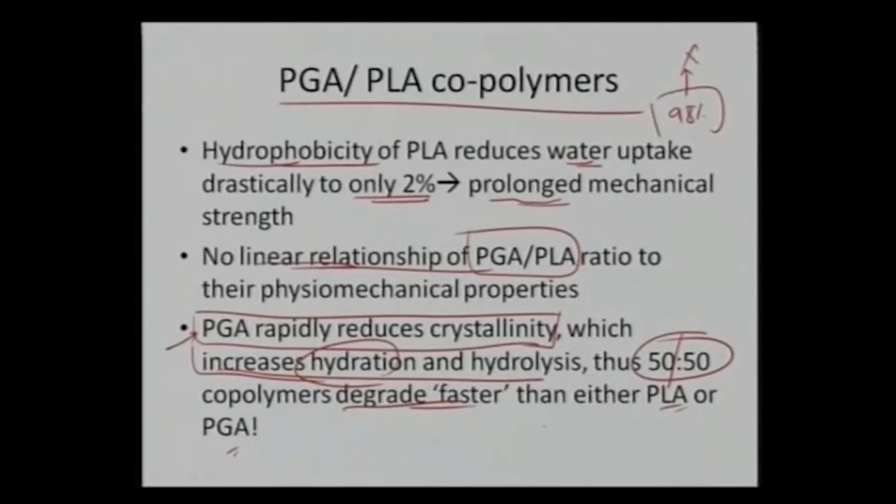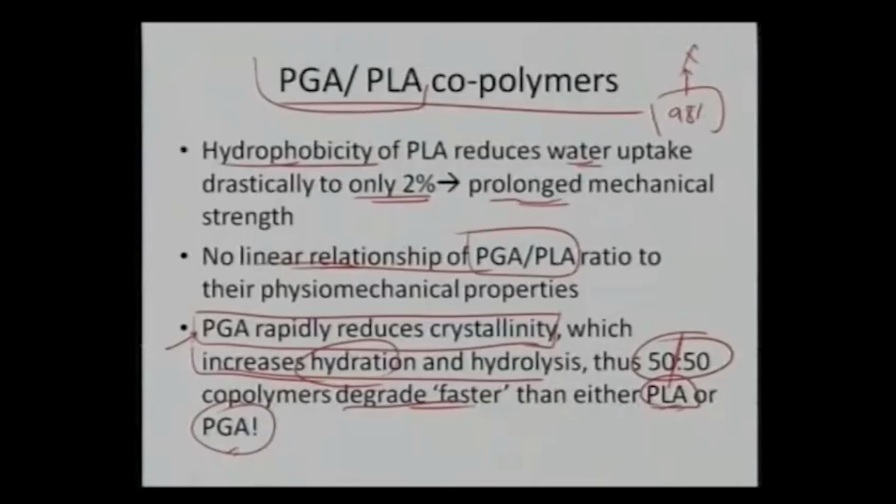So it is much faster when we have 50% PGA. So the 50-50 copolymer will degrade much faster than either PLA or PGA. That is one of the beauties of this PGA-PLA, that the combination can be engineered to render a biodegradable polymer which can dissolve at a much faster rate. So either we can control the overall hydrolysis by adding much more PLA, which is hydrophobic in nature and reduces the water intake, or we can increase the PGA content so that we can engineer a particular degradation copolymer which can degrade at a much faster rate than either PLA or PGA. So that is the advantage of utilizing this PGA-PLA copolymer.